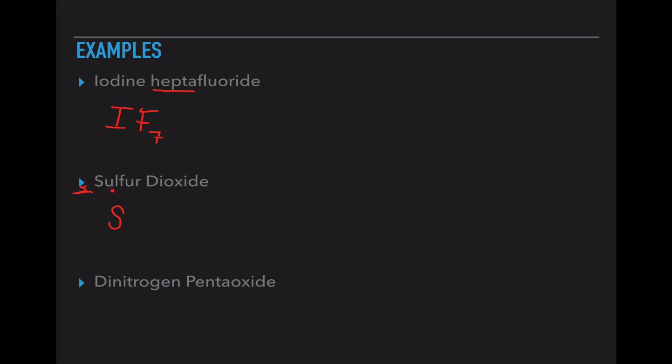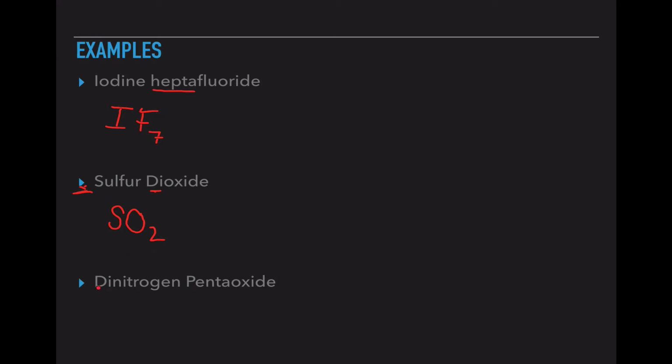If we go down to the next one, sulfur dioxide, sulfur with no prefix. The symbol for sulfur is S. So we put an S there. With no prefix, we know that there's only one present, so we do not need a little number. Dioxide. Oxygen is that element, so we have an O. Di tells us that there are two of them. So sulfur dioxide is SO2.